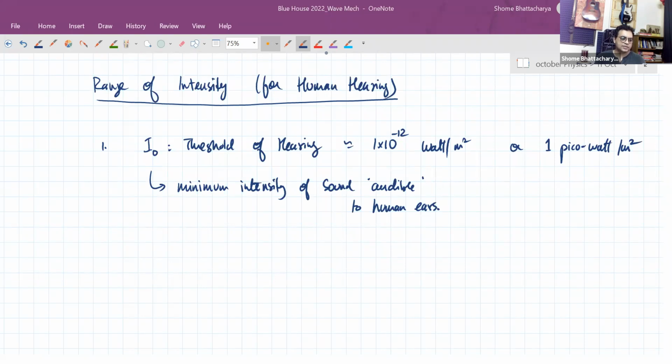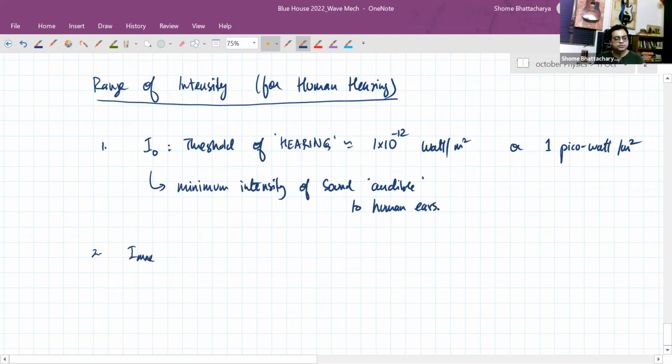So in the decibel scale, this value, threshold of hearing, is actually called 0 decibel, or it is calibrated as the 0 of the decibel scale. But in watts per meter square, the threshold of hearing is this much. And the other thing that we talk about, again subjective because it will vary from person to person according to their physiology, is called threshold of pain.